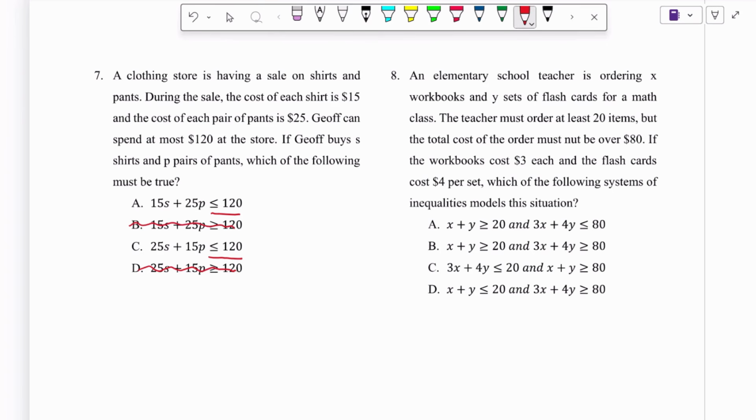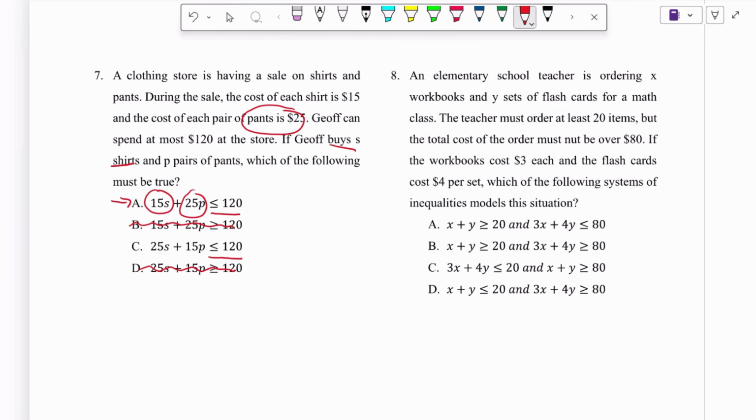So if I look, it says $15 for a pair of pants. Sorry, no: $25 for a pair of pants and $15 for a shirt. See, this whole thing of words and variables can easily mess you up. So if it's $15 for a shirt, it has to be 15S, and $25 for a pair of pants, 25P. I'm adding them together. Has to be answer choice A.